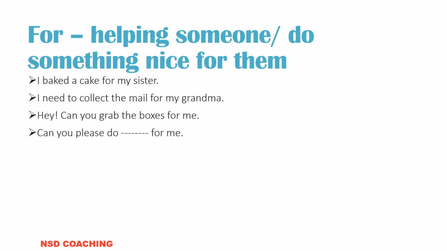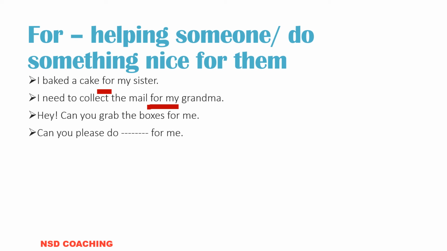Next, you use for when helping someone or doing something nice for them. For example, I baked a cake for my sister. I'm doing something nice for my sister. I'm baking a cake for my sister. So what am I using here? I'm using the word for. I need to collect the mail for my grandma. What I'm doing again here is helping my grandma to collect the mail because she is quite old.